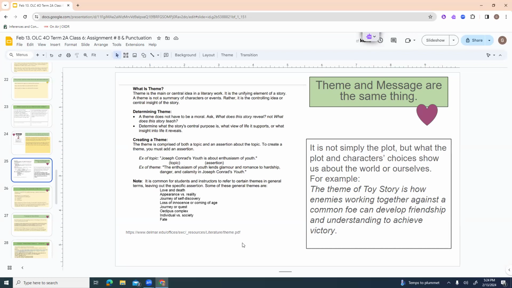So if we were talking about Toy Story, sorry, I could say, well, it's about these toys, and there's a new toy that comes in, and they have a fight and kind of an argument, but then eventually they become friends. I'm telling you the plot. I'm not telling you the message or the theme. The theme of Toy Story is how enemies working together, like Buzz and the cowboy whose name I'm quite forgetting, working together against a common foe, that evil boy, can develop friendship and understanding to achieve victory. So I would want to expand on this. This is still not enough. That's the beginning of a reply, okay?